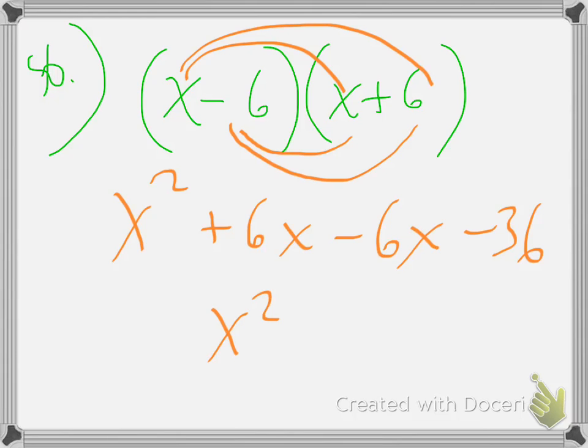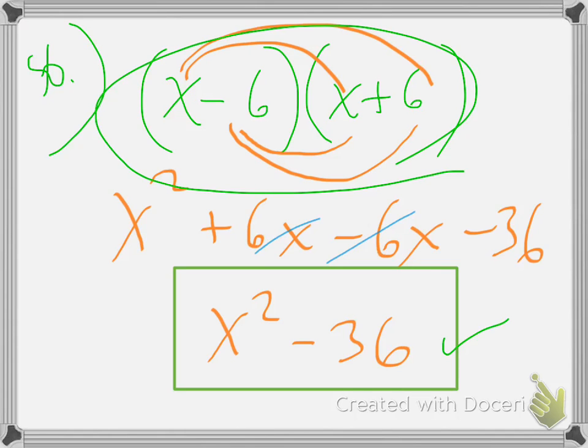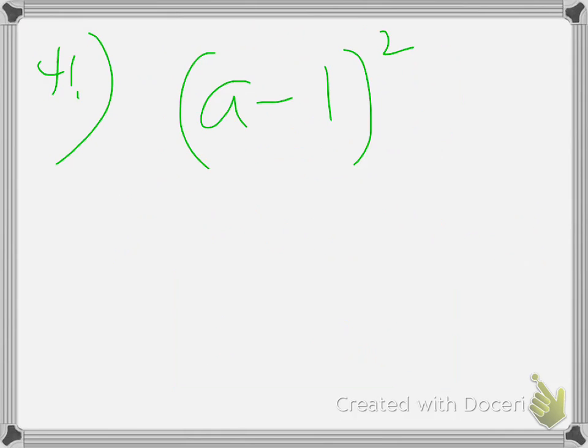X squared, all gone, plus minus, same thing, and then bring down the minus 36, and voila, we done got it. Difference of squares, it's called. And the nice thing about recognizing this pattern is if you start with this guy, you can go backwards and write it as this. But that's the factoring stuff from chapter 4. Okay, next. Who's next?